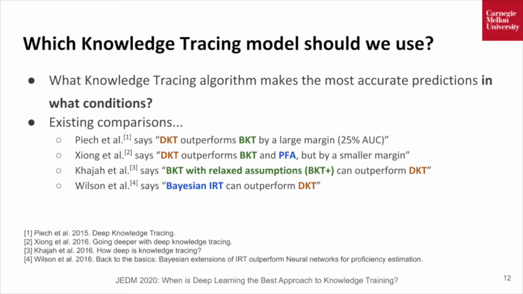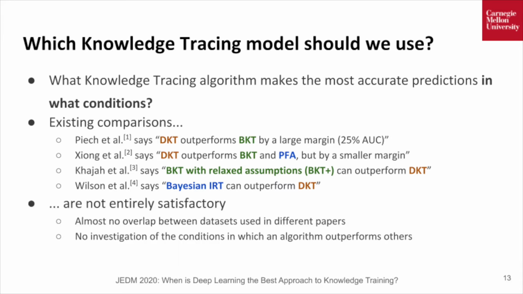But one subsequent paper showed that DKT does not outperform classical algorithms, BKT and PFA, by as large a margin as initially reported. Khajah et al. go one step further and even show that BKT with relaxed assumptions, a method they term BKT+, can outperform DKT. Similarly, Wilson et al. show that a Bayesian extension of item response theory, arguably the simplest knowledge tracing model, can also outperform DKT. But these comparisons are not entirely satisfactory.